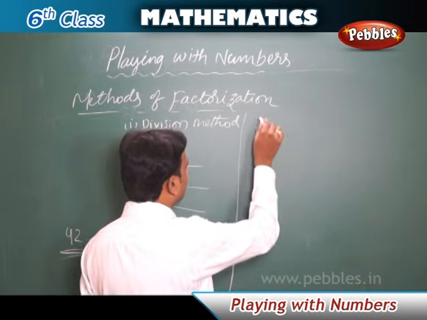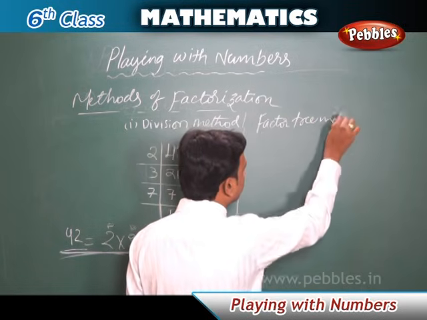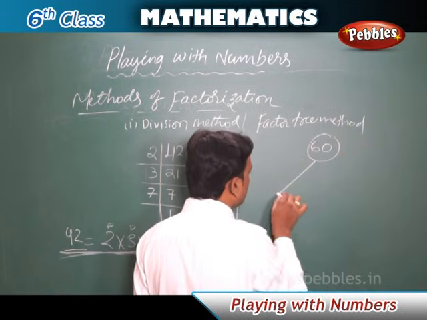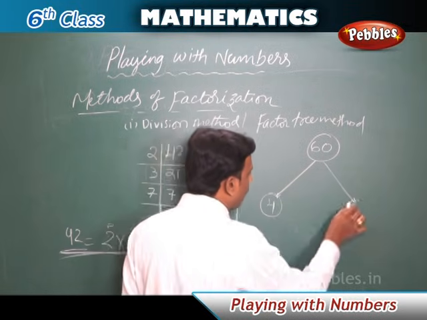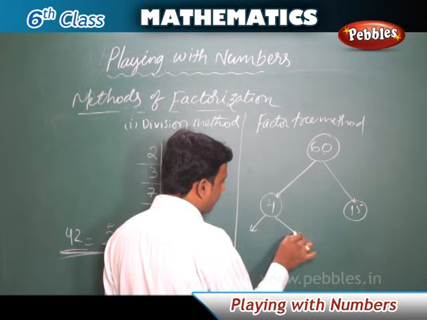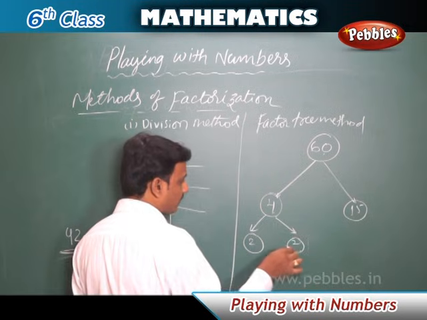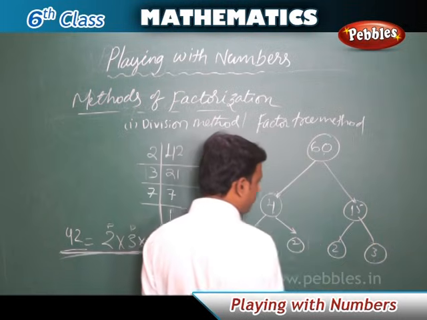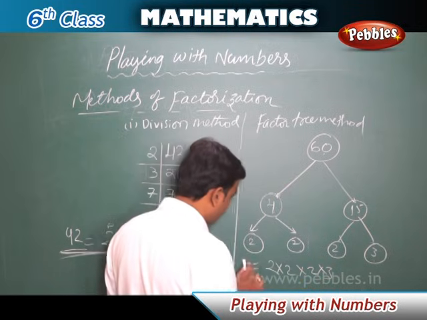Now let us see the second method, the factor tree method. Let us take a number, 60. Now we are writing this 60 as a product of two numbers, 4 and 15. 4 fifteens are 60. Now we are writing the prime factors for this 4, 2 into 2. So these two are prime numbers, which are the factors of 4, and here 2 into 3. The product of 2 into 3 is 15. So here we write 2 into 2 into 2 into 3. That is equal to 60.